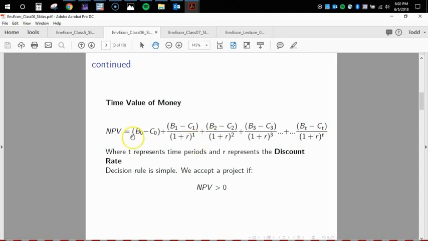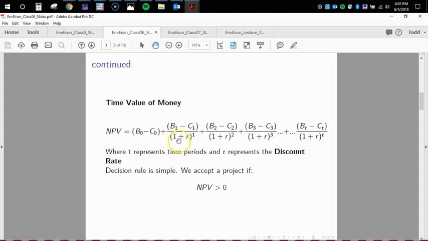But for right now, let's just stick with the equation. So net present value, the subscripts refer to the time periods, and then the other important component is what we call discounting. If we look at the denominator, we can see that we have 1 plus R. R is the discount rate, or essentially the interest rate that we're assuming.